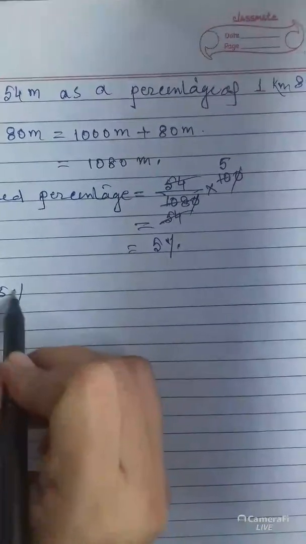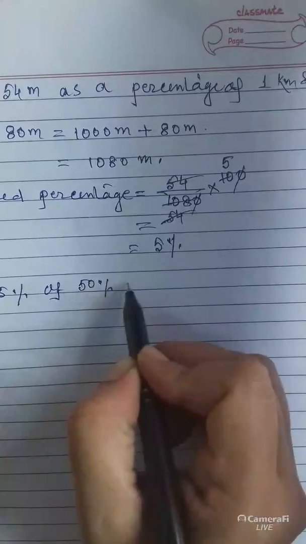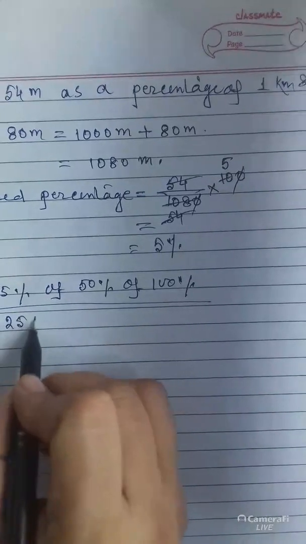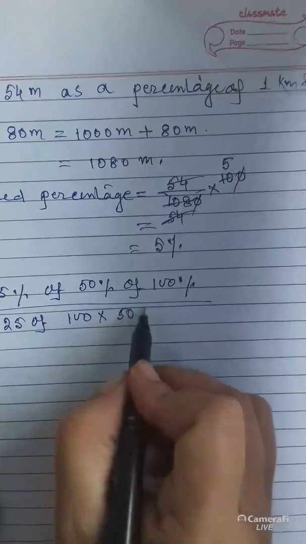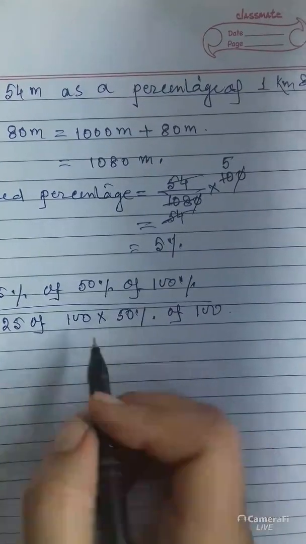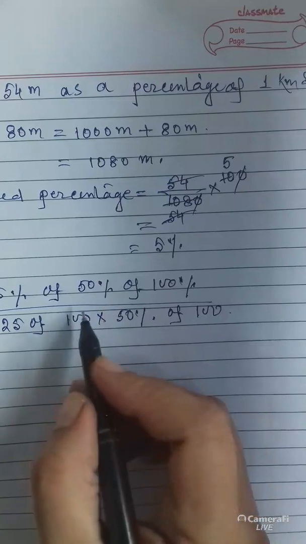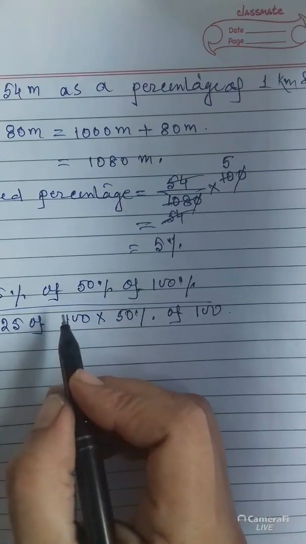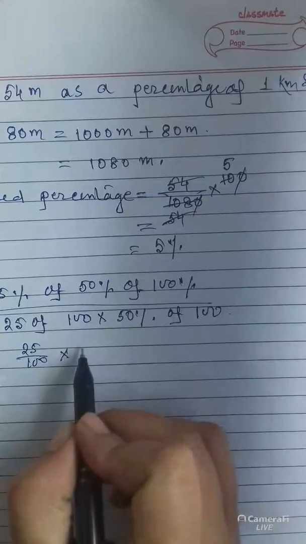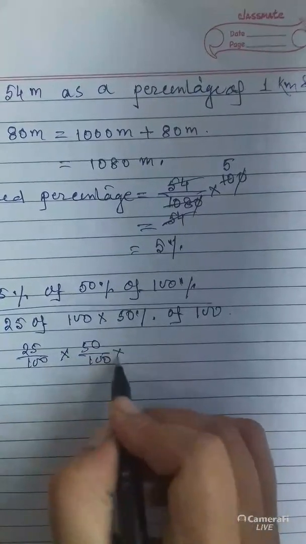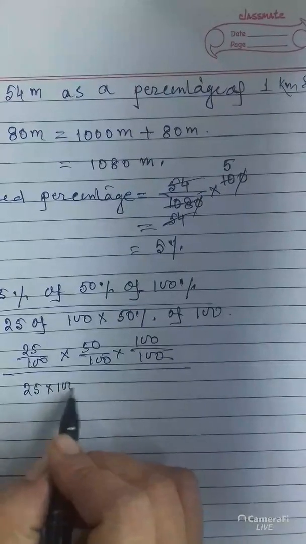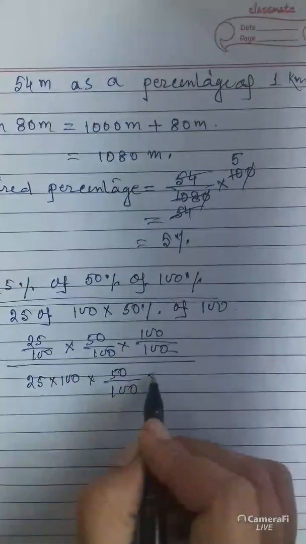25% of 50% of 100%. Now 25% of 50% of 100%. 25% means 25 by 100, into 50 by 100, into 100 by 100.